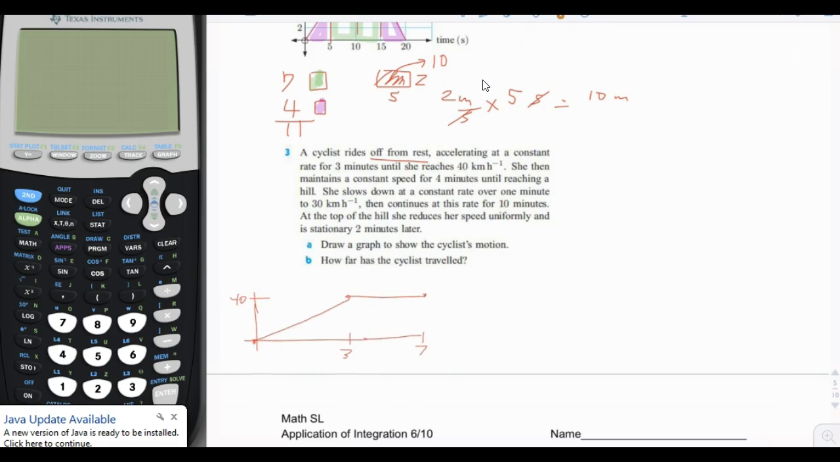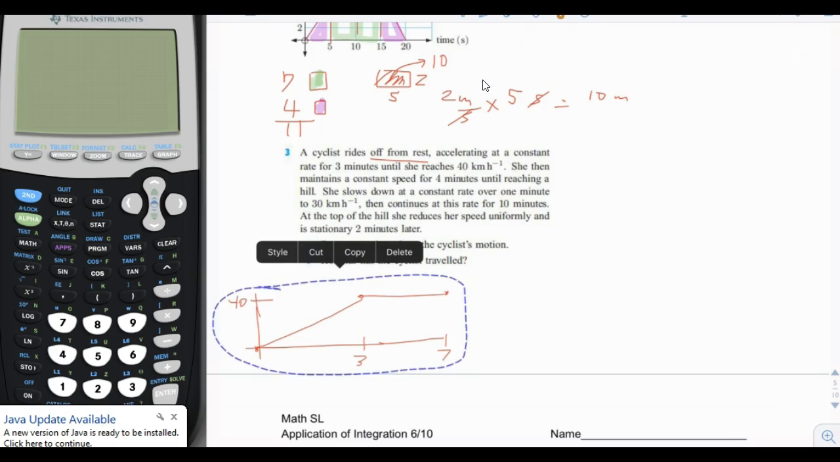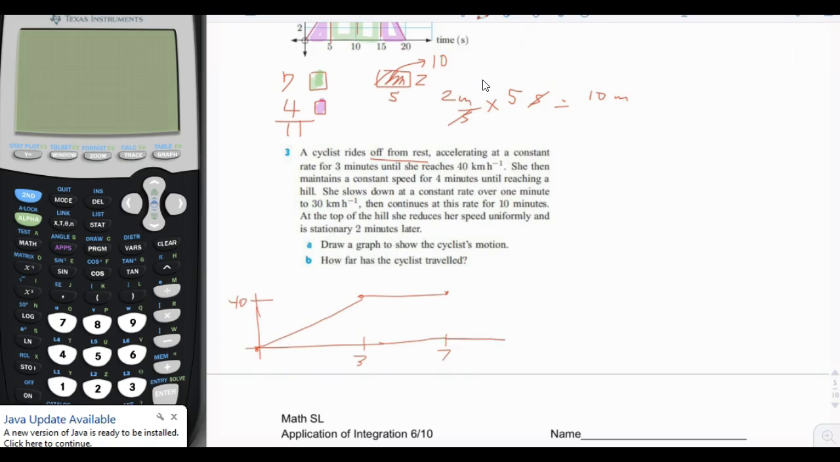So then she slows down at a constant rate for 1 minute. So that would be to the 8-minute mark. And then to 30 kilometers an hour, which would be about here. 30. And then continues at this rate for 10 minutes, so that would be the 18-minute mark.